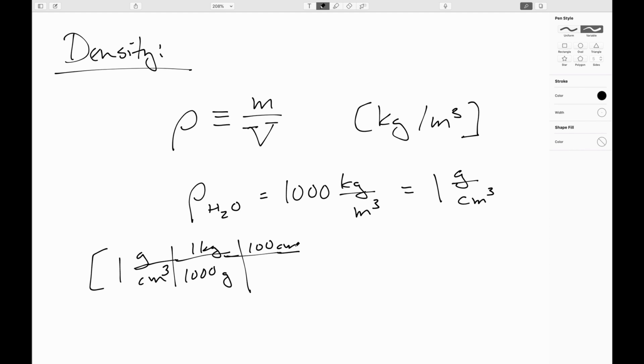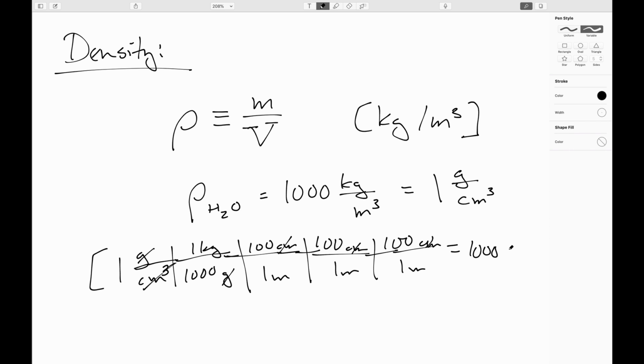So 100 centimeters over a meter takes care of 1 power. Then I need another 100 centimeters per meter, which takes care of the second power. I need another 100 centimeters per meter, which takes care of the third power. So finally, 1, 2, 3 to cancel all of those. And this cancels nicely, and I am indeed left with kilograms per cubic meter. What did we get? 6 zeros on top, 3 zeros on the bottom. So sure enough, I'm left with 1,000 kilograms per cubic meter.